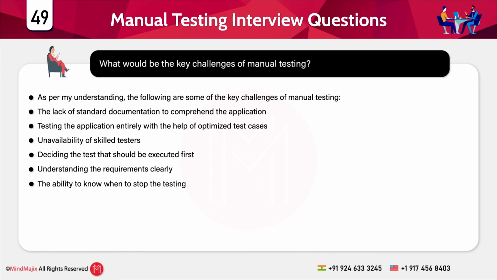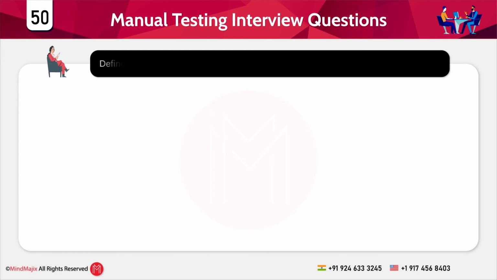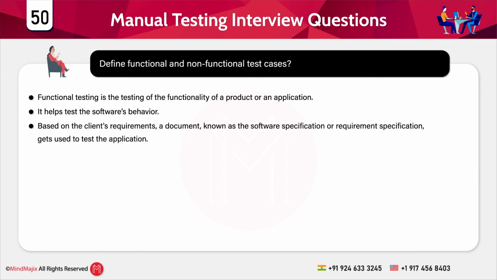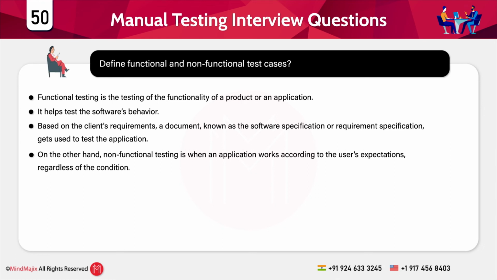Now let's move ahead. The next question is, define functional and non-functional test cases. Okay, so functional testing is the testing of the functionality of a product or an application. It helps test the software's behavior, and based on the client's requirements, a document known as the software specification or the requirement specification gets used to test the application. On the other hand, if you talk about non-functional testing, it is when an application works according to the user's expectations, regardless of the condition of the software.